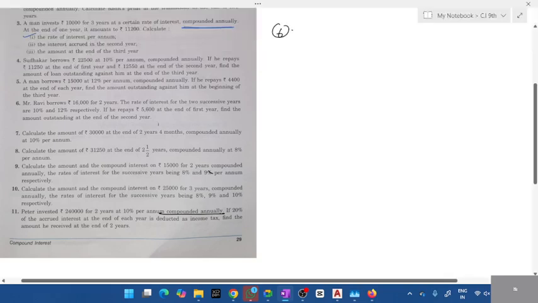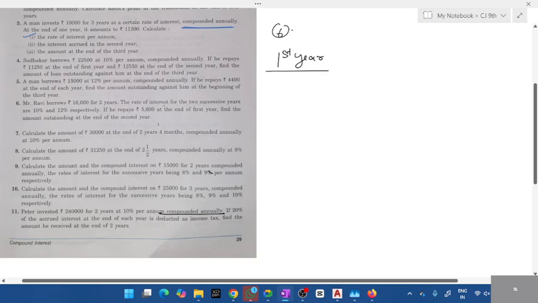Ravi borrows 16,000 at the rate of interest. If he repays 5,000 at the end of first year, find the total. Will you try the sixth question? Total how many years are there for the sixth question? Total 2 years.